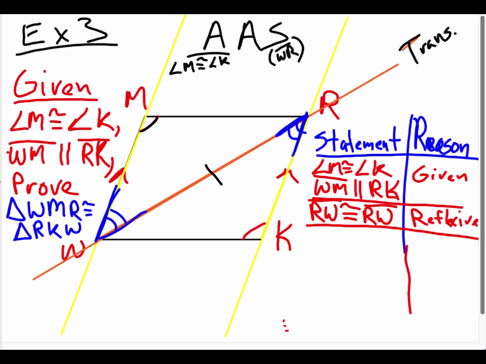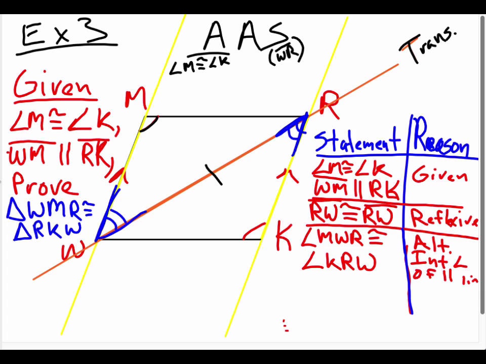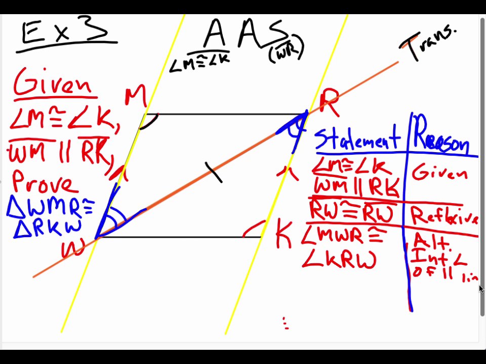And then the last thing that we figured out was angle MWR is congruent to angle KRW, which is just alternate interior angles of parallel lines, right?